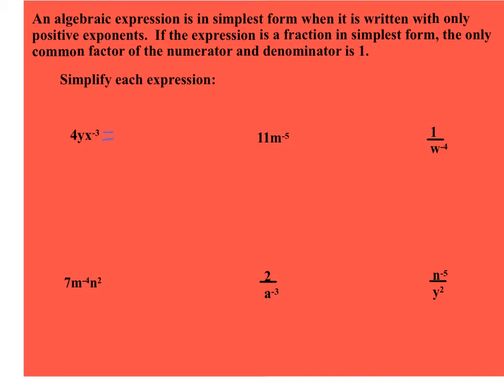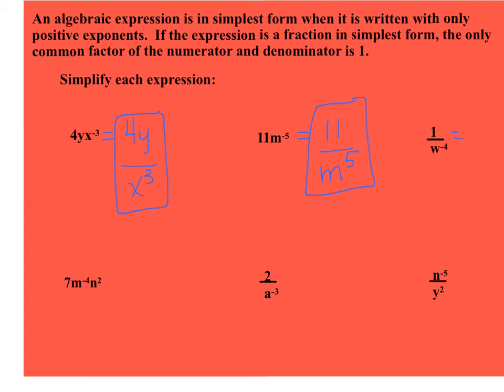So for 4y x to the negative third, the only part of that expression that has the negative exponent attached is the x. 4 and y are both to the first power. So 4 and y can stay in the numerator, and then x moves to the denominator, and that exponent becomes a positive. Always look to see if you can simplify it any further. We can't. So 4y over x cubed. In the next one, 11 can stay in the numerator. m has that negative exponent attached, so it becomes m to the fifth in the denominator, and it can't be simplified anymore.